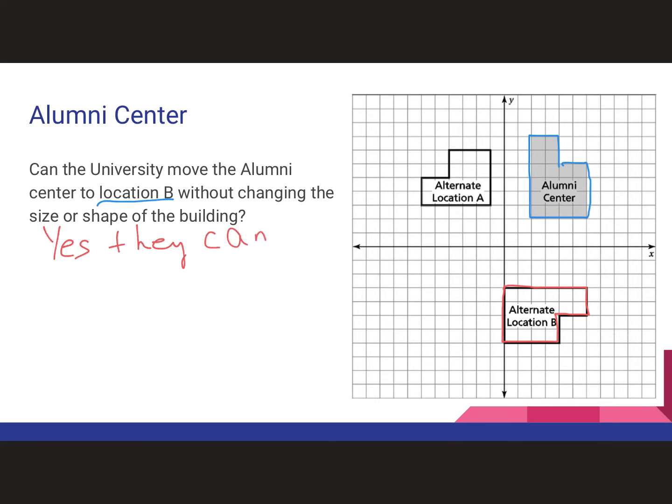So now let's think about what transformations it would take to change that alumni center to the new location. Well, I look at it and I can see that I'm going to need to turn it because in this one, this part that's sticking up is up top. Over here, it's down here. So I would need to rotate it this direction, and that is 90 degrees clockwise.